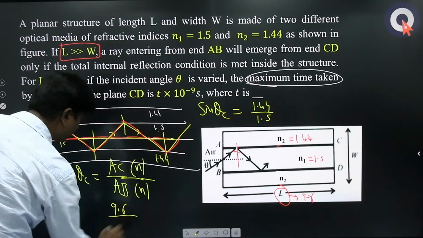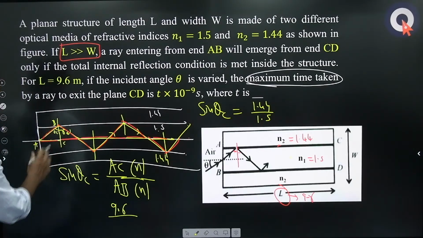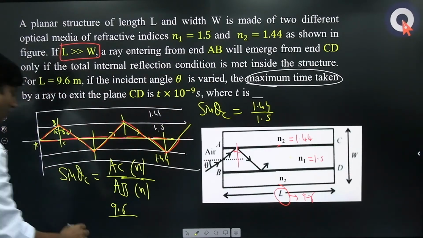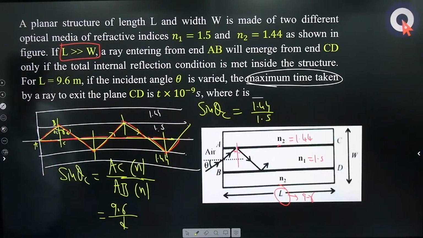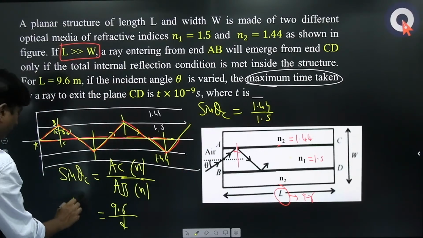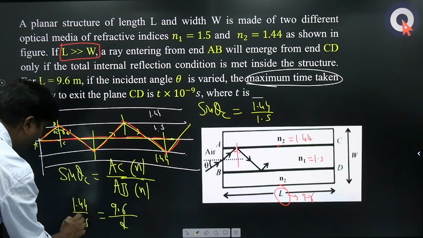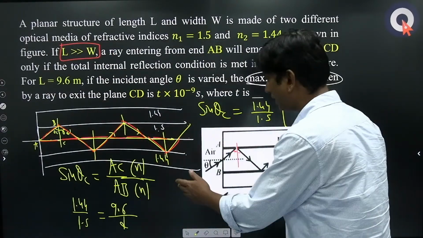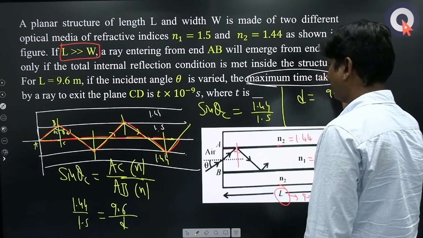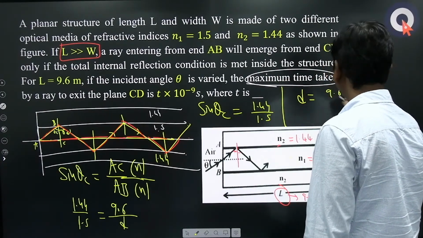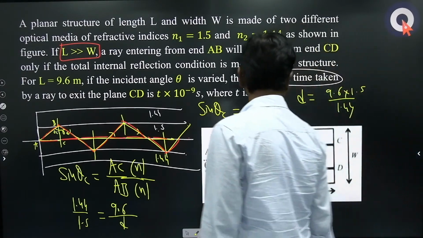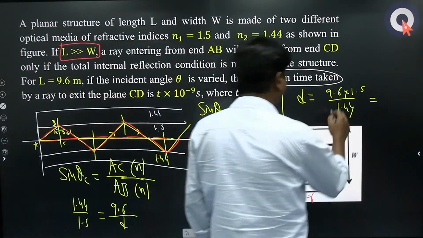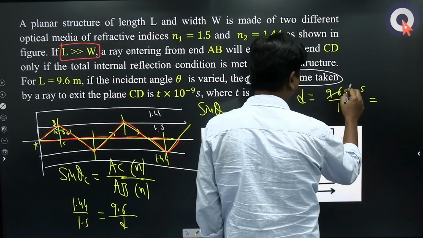L is 9.6. n times of AB is nothing but this distance plus this distance plus this one, this one, this one, this one. Total distance it has traveled, that is equal to L by sine of theta c. Already sine of theta c is 1.44 by 1.5. So the total distance it is going to travel is 9.6 into 1.5 by 1.44. So this value comes out to be 0.28.